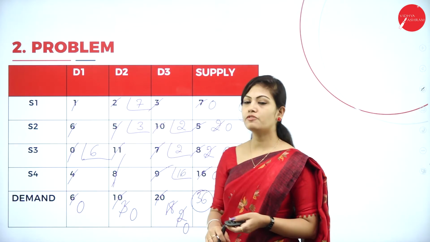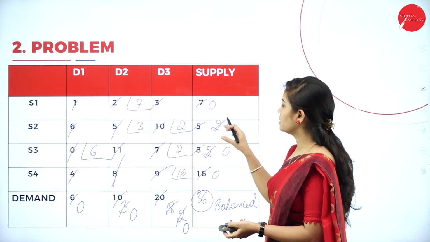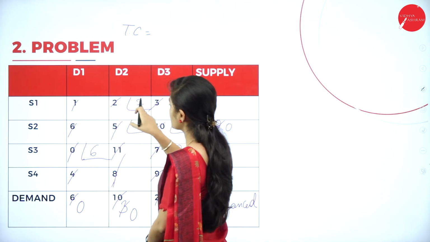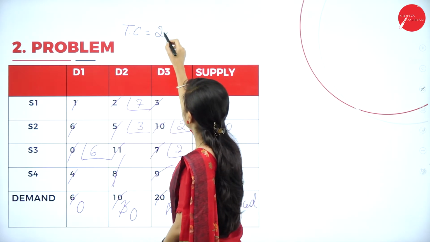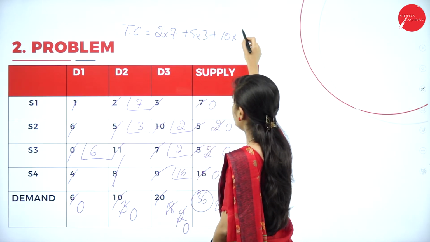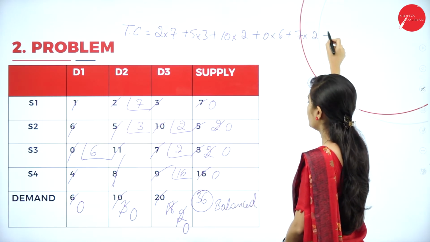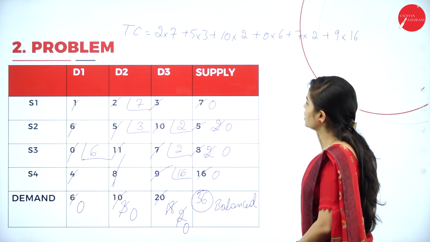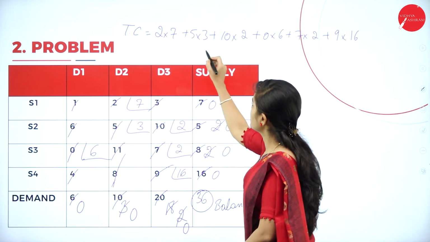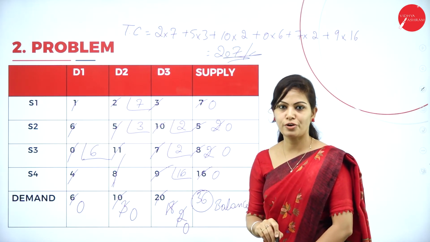Is there any pending least value? No. Everything I have cancelled. Now, you can find the total cost. So, transportation cost is equal to, just consider all the allocated cells. 2 into 7, 5 into 3, 10 into 2, plus 0 into 6, plus 7 into 2, plus 9 into 16. So, you can find the transportation cost. So, your final answer is 207 rupees. So, this is your transportation cost.